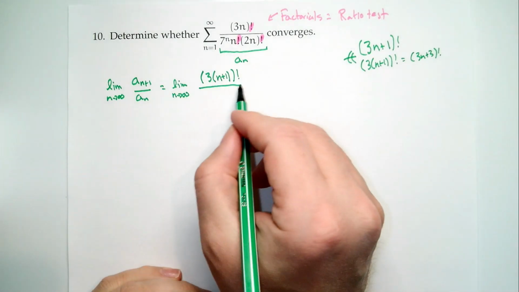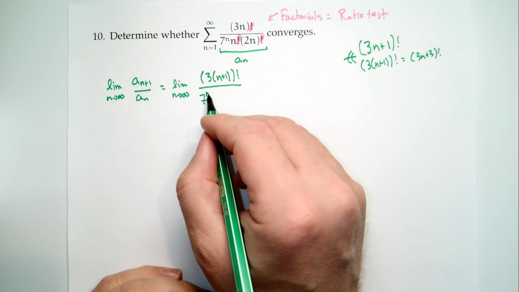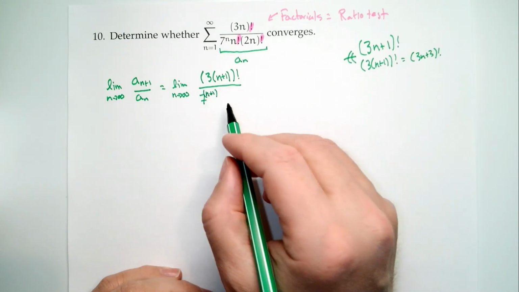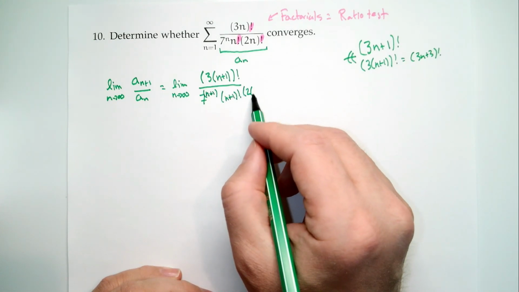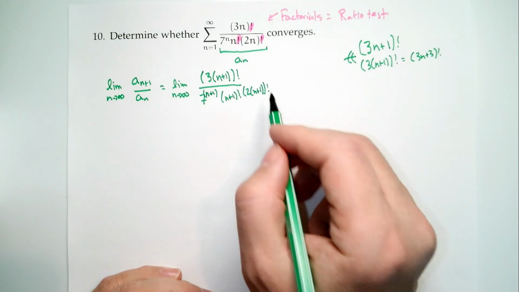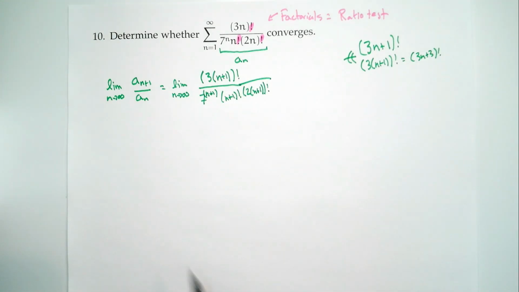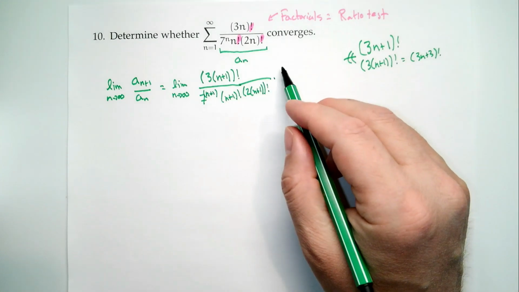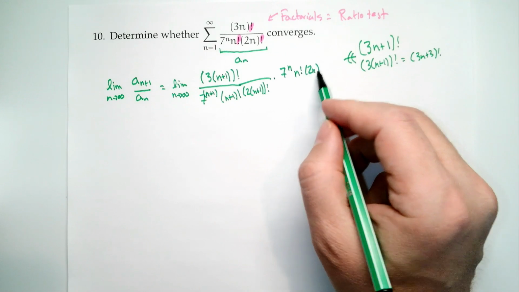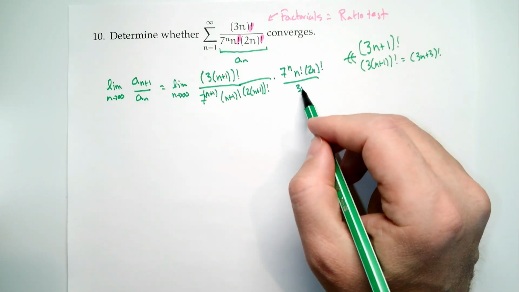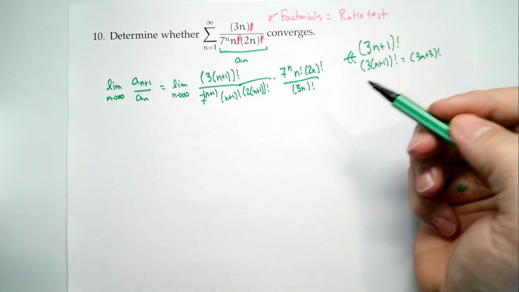All right, downstairs, we have 7 to the n plus 1, and I'll go ahead and put parentheses here, n plus 1 factorial, and then we have 2 times n plus 1 factorial. Okay, that's our a sub n plus 1. To get a sub n, we just flip everything: 7 to the n, n factorial, 2n factorial, 3n factorial. All right.